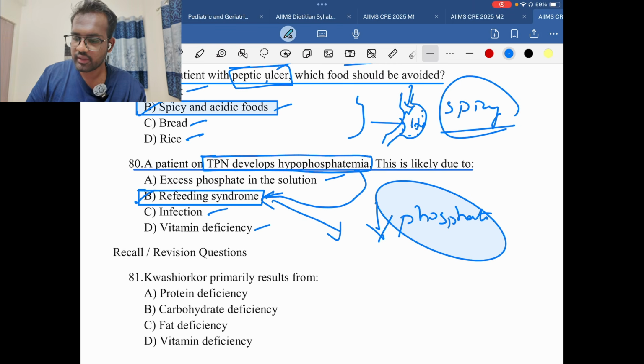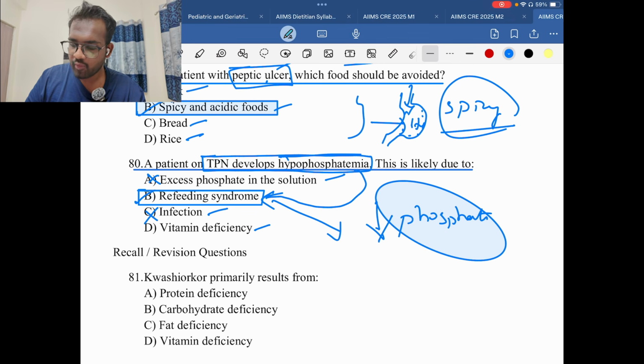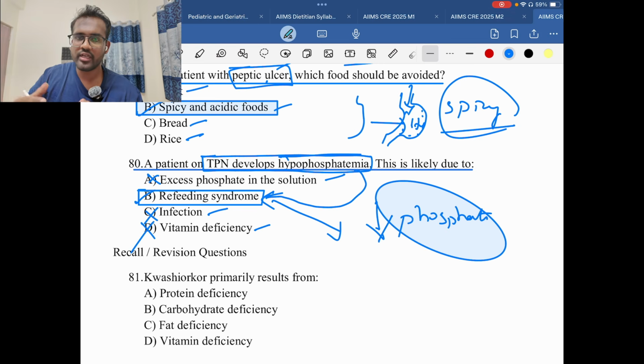Excess phosphate in the solution, we don't provide it. And infection, there will be some infection, but it's not the main answer here, because they are asking about hypophosphatemia, low phosphate levels. Vitamin deficiency is not related. So in refeeding syndrome there will always be decreasing phosphate levels. Whenever a patient has been malnourished for a long time and they are provided a lot of nutrients at once, it is called refeeding syndrome.